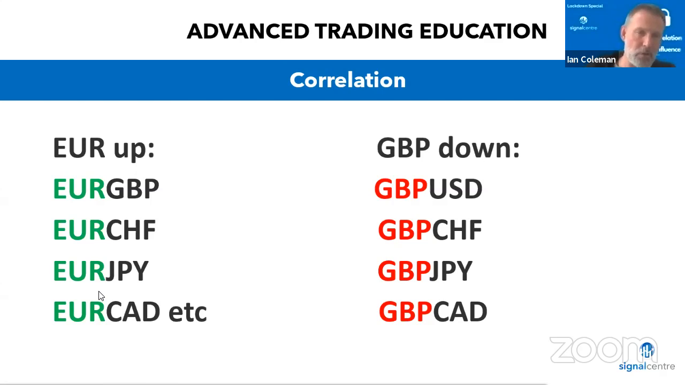So euro sterling, can I see a bias for euro sterling to go up, euro Swiss to go up, euro yen to go up, euro CAD to go up, or can I see a reason for sterling dollar to go down, sterling Swiss to go down, sterling yen to go down, sterling CAD, and that actually should say euro dollar. So can I see a reason for euro dollar to go up?